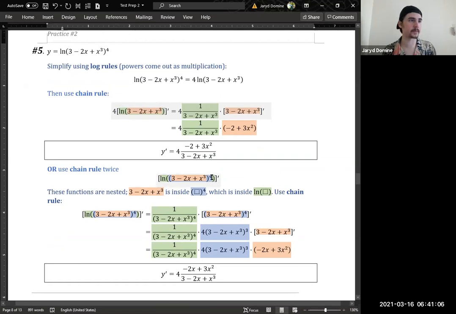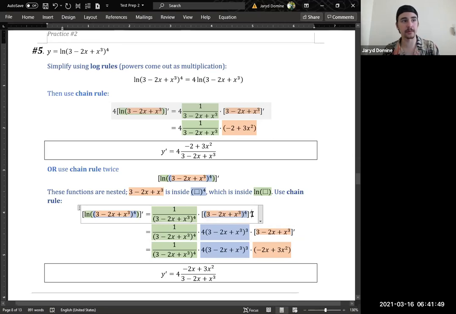The other option, if you don't use that log rule, is to do the chain rule twice. Okay, so you're going to need to know how to do this later anyway. But so I have three things. Okay, I have the log on the outside. Inside of that, I have this fourth power. And then inside of that, I have the 3 minus 2x plus x cubed. Okay, so doing this, I have thing inside of thing inside of thing. All right, it's just the same process. You just repeat it. So derivative of the outside, that's 1 over the stuff inside, because it's natural log, times the derivative of the inside.